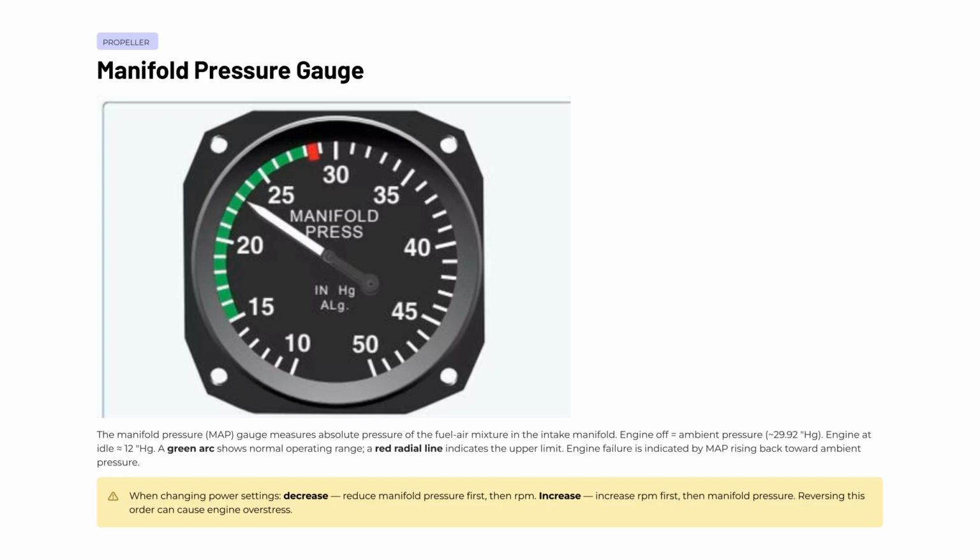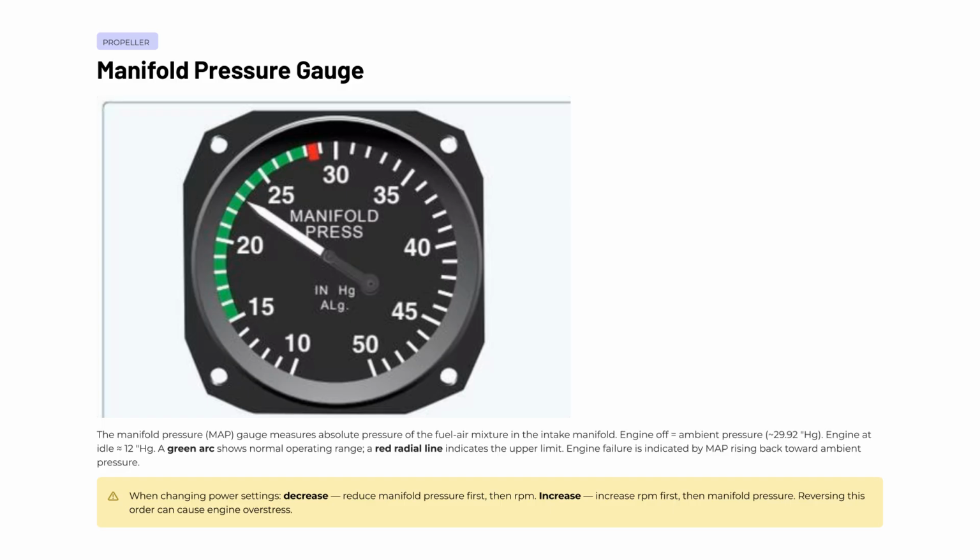The green arc represents the normal operating range, and the red radial line marks the upper limit you must not exceed. One important diagnostic use of this gauge is recognizing engine failure. If the engine stops producing power, manifold pressure will rise back toward ambient pressure, giving you an early indication that something has gone wrong. Pay close attention to the correct sequence when changing power settings.